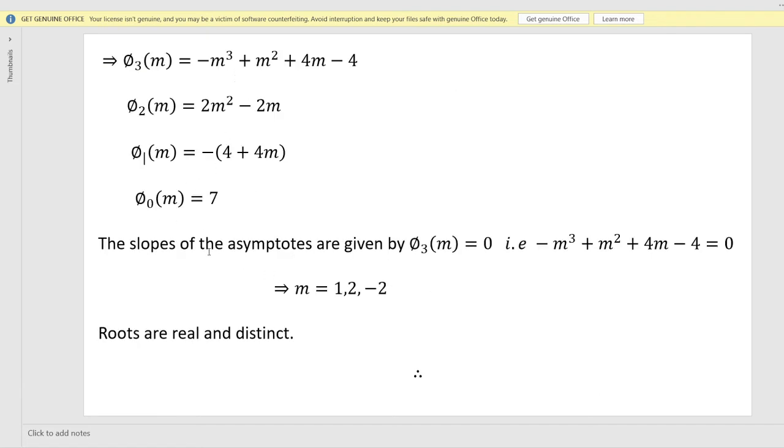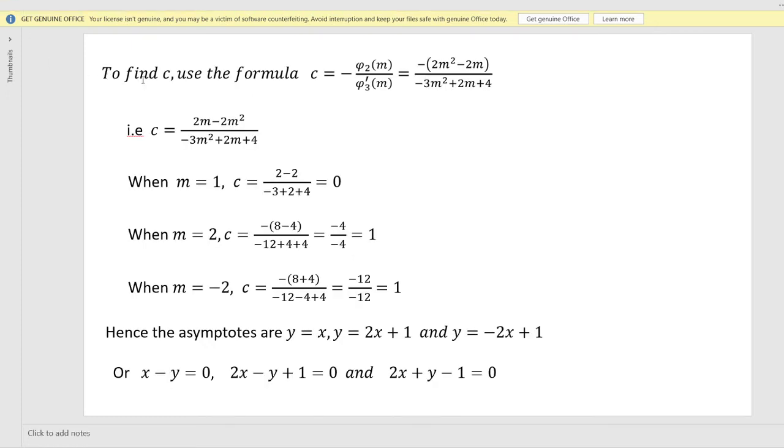The slopes of the asymptotes are given by phi 3 of m is equal to 0. Phi 3 of m is minus m cube plus m square plus 4m minus 4 is equal to 0. On solving this, we have m is equal to 1, 2, minus 2. So these roots are real but they are distinct.